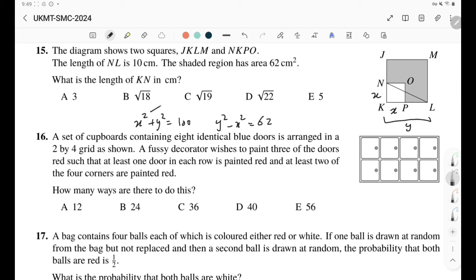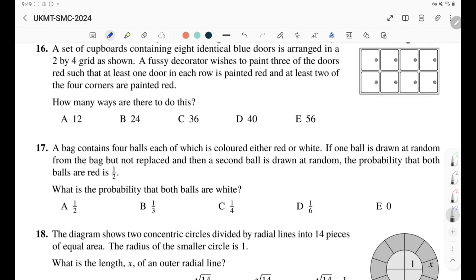You can just find x immediately if you just subtract the two equations. So if you subtract this minus this, you're just going to get 2x squared is equal to 100 minus 62. 100 minus 62, that is 38. So let's divide that by 2. It's going to be 19. So x squared is 19. So that means x is the root of that. So C is the answer.